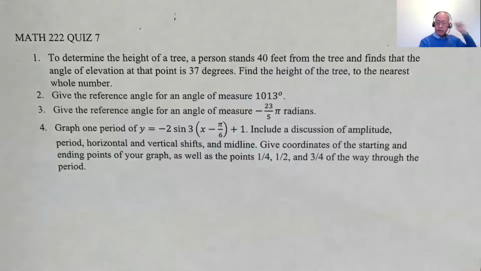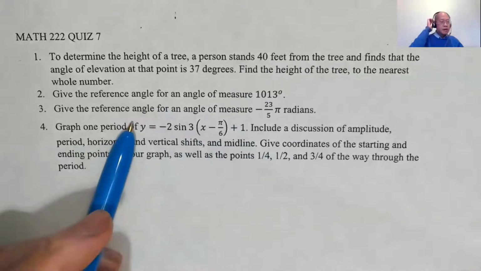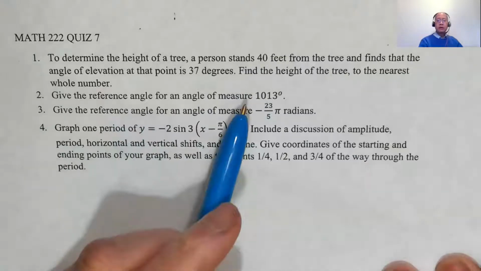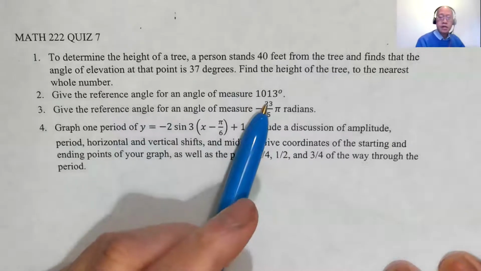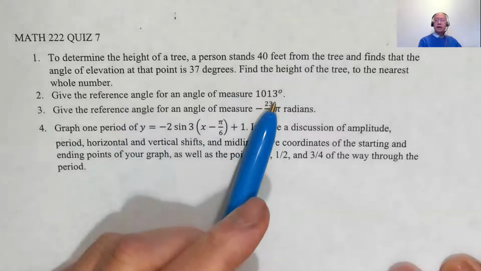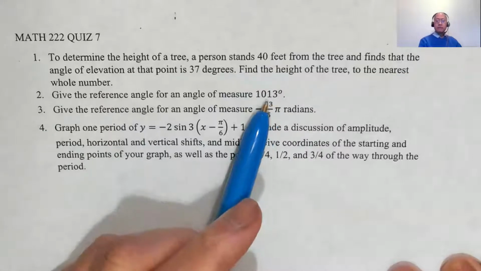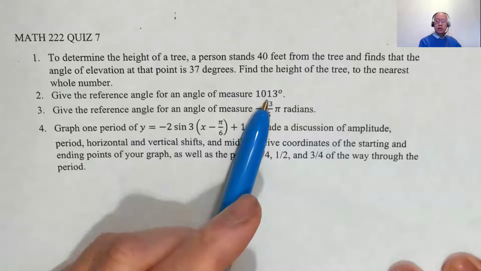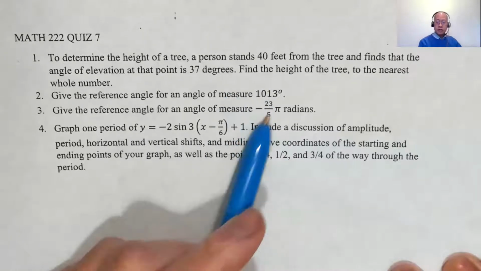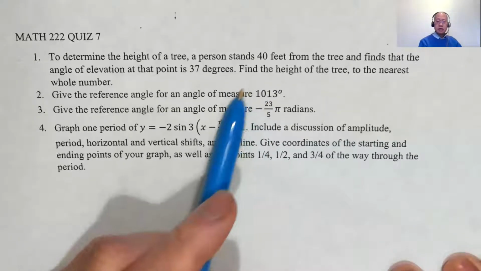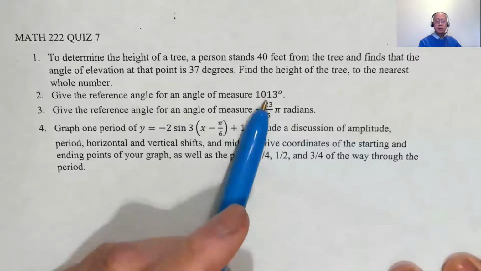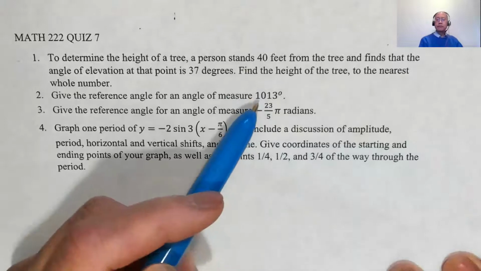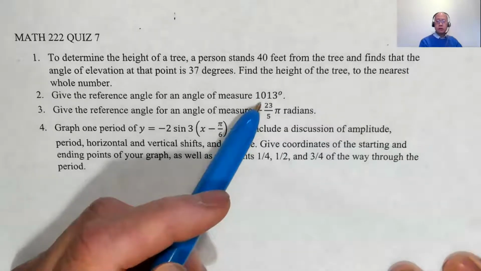2 and 3 involve reference angles. It's a little bit clumsy. Find the reference angle for an angle of 1,013 degrees. So if you have 1013 degrees, that's not very familiar. So you want to find angles that are coterminal with it. My suggestion is to subtract multiples of 360. In other words, take off 360, take off another 360 or as many times as you need to until you get an angle that you recognize, so to speak, something between 0 and 360.